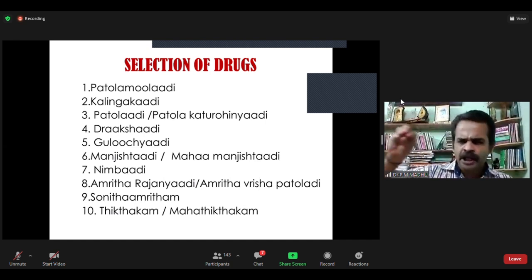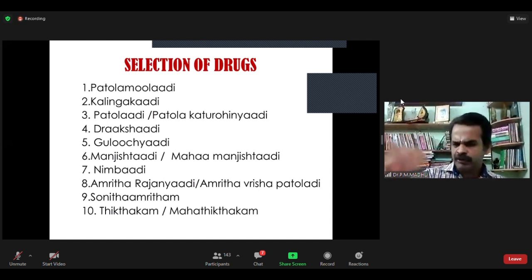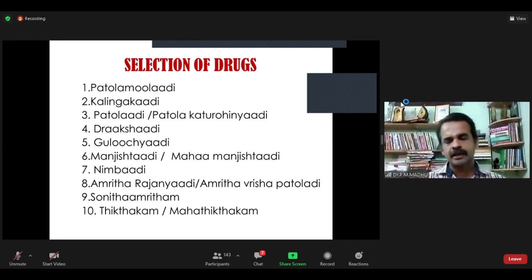And after giving the Agni Deepana drugs, before giving Snehapana, we are giving very specific drugs. Specific drugs means if there is a Vata Rakta involvement, we will give Manjishthadi Kashaya. If there is a multi-system involvement, we will give Maha Manjishthadi Kashaya. If it is a nodular lesion, we will give Nimbadi Kashaya. And if there is severe itching or a Visarpa nature or urticarial fashion, then we will give Amritarajanyadi or Amrita Vrishabhatoradi, like that. Rakta Prasadana drugs, Shonidamrita is a Rakta Prasadana drug.